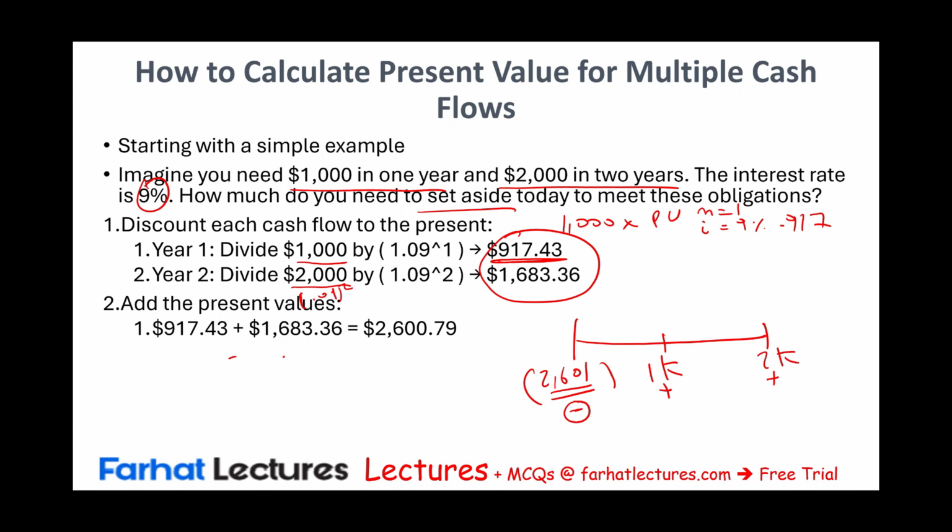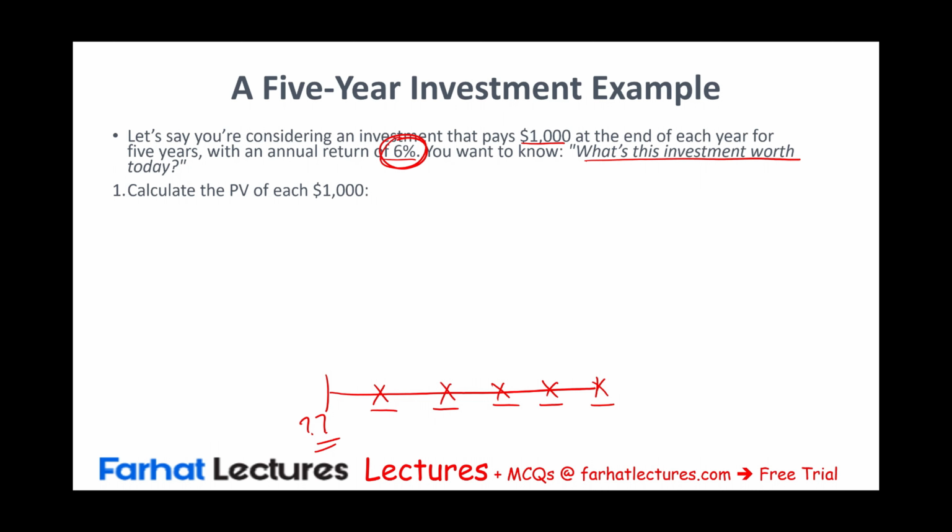On the timeline, it would look something like this. Each X is 1,000. 1, 2, 3, 4, 5. How much will you pay today for this investment, assuming you want to earn 6%? Now, where's this annual return? This is how much you want to earn. So when you discount anything, you will discount it at the rate of return that you want to earn.